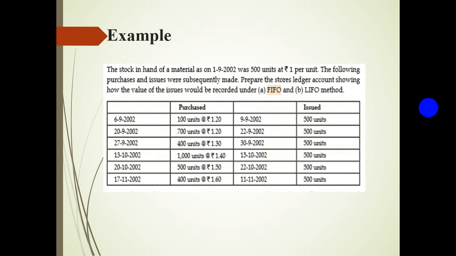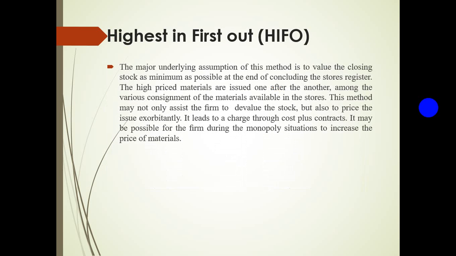What is highest in first out? Highest in first out means those goods or stocks which are purchased or received, we have to issue first, but based on a criteria. So what is the criteria? The rate of purchasing of each unit. Which rate is highest? We need to keep the record of that, and then we need to issue that, because those products are the highest cost to us, so we sell those first, and the lowest costs we'll sell off afterwards.